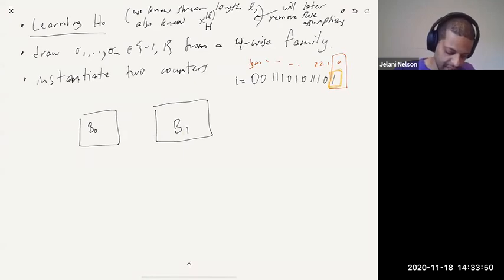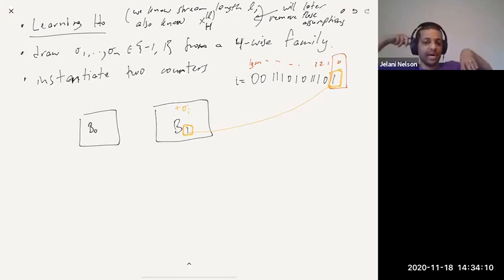So what I'm going to do is update B1. Because it ends in a 1, I'm going to update B1. And let's say I'm going to add sigma i here. That's it. That's how I process an update in the stream. When I see i in the stream, I look at its last bit in binary, its 0th bit, and I update the corresponding counter by sigma i.